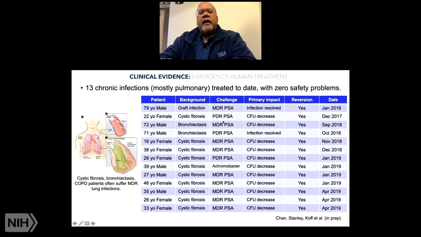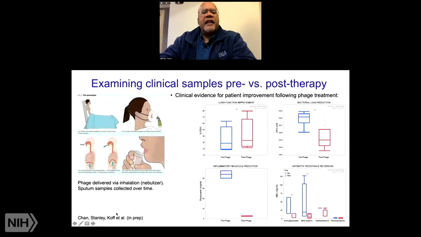Mostly they are having multi-drug or pan-drug problems with Pseudomonas aeruginosa, but in all cases, we were able to treat them successfully with emergency phage therapy. What we're trying to do is get together their cases into a bundled case report, and the data goes something like this.